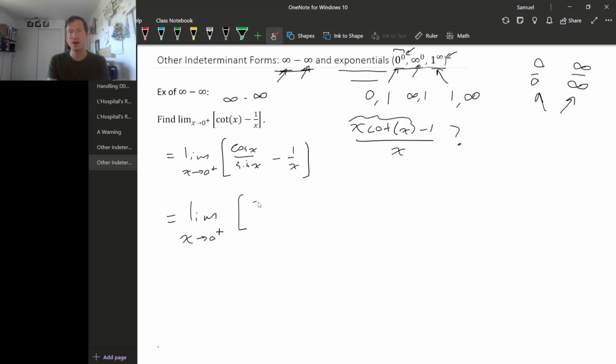So putting these over a common denominator, we get x cosine x minus sine x over sine x times x. So I'll write it this way. Now this, if we try to evaluate it directly, the numerator is going to give us 0, the denominator is going to give us 0. So this gives us a 0 over 0 indeterminate form. So we can use L'Hopital's rule now.